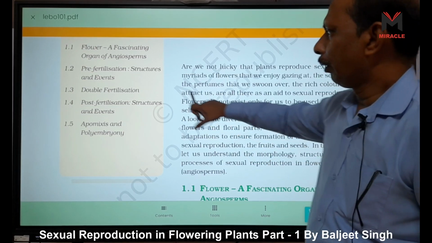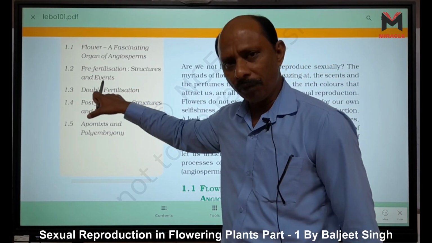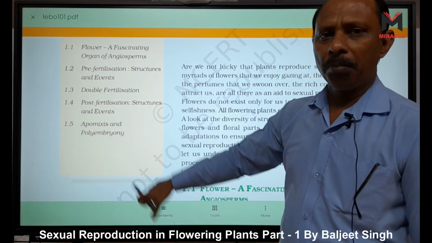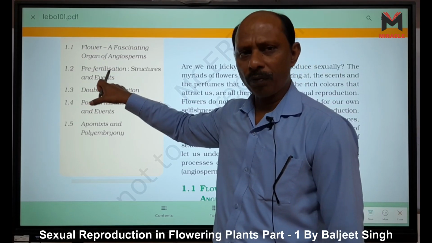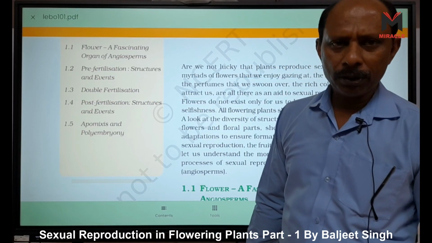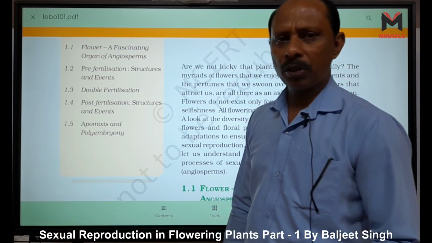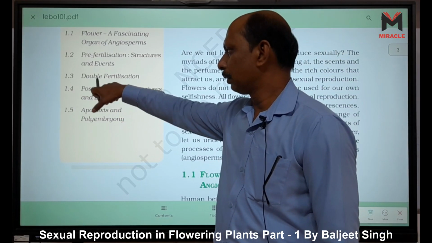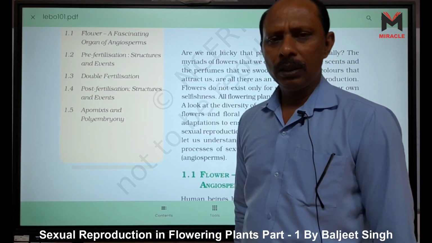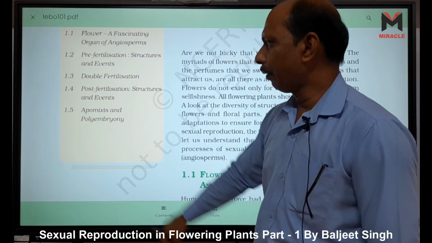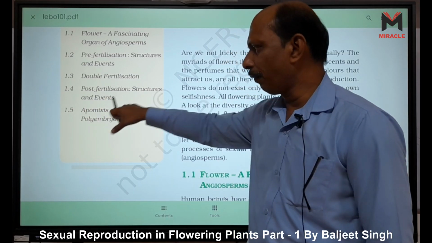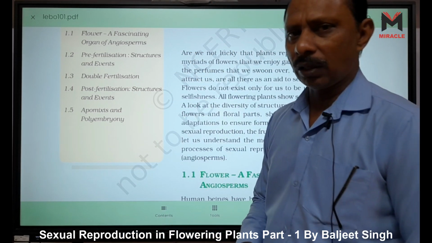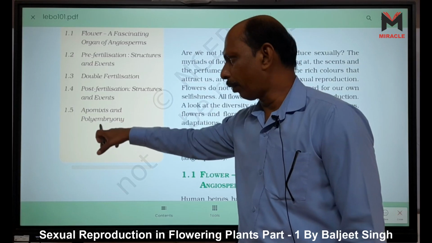So here, pre-fertilization structures and events. In this portion, we read about microsporogenesis and megasporogenesis, meaning formation of gametes, and transportation. Transportation means pollination and germination of the pollen tube. Then double fertilization, that is syngamy, because it is an angiosperm, so triple fusion and double fertilization. In post-fertilization structures and events, we study formation and development of embryo, and seed or fruit development. Apomixis and polyembryony are other terms.